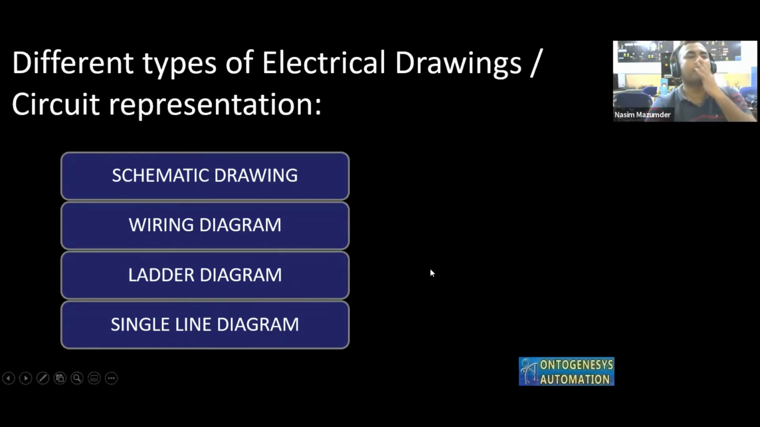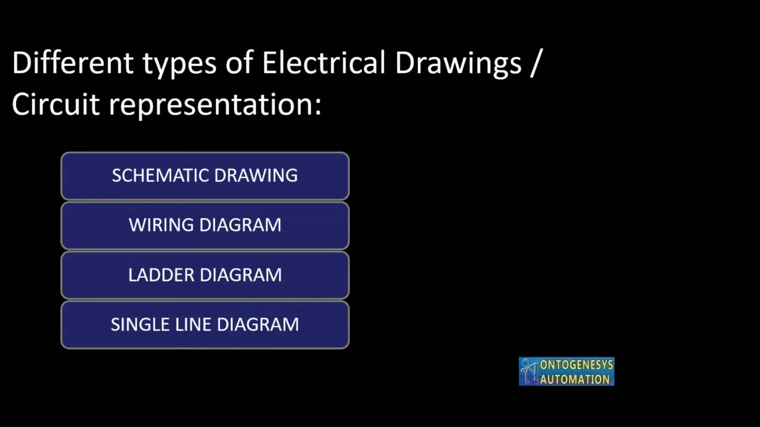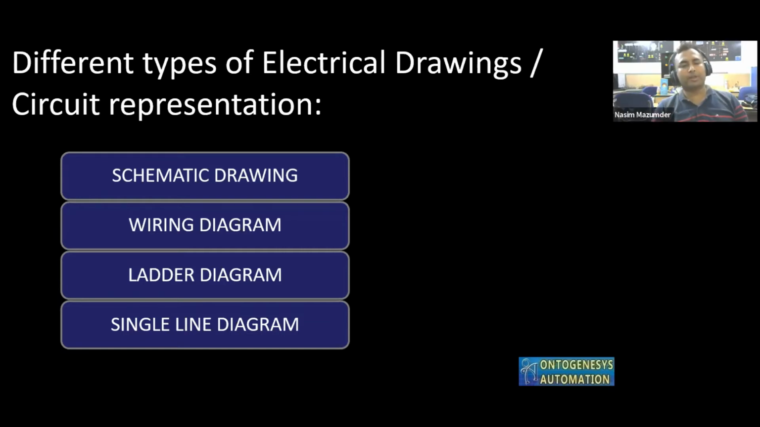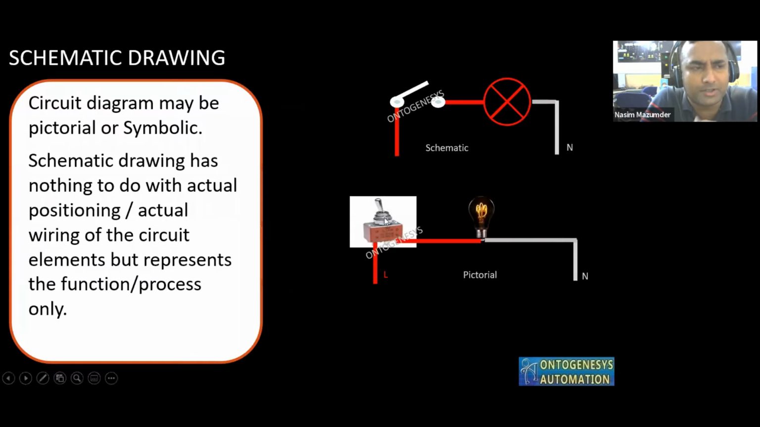Okay, so there are different types of electrical drawings that we use in our industry, and the drawings are your schematic wiring diagram or schematic drawing, your wiring diagram that we say P2P, ladder diagram, single line diagram, etc. So you can say there are four basic diagrams in electrical: schematic, wiring, ladder, and single line diagram. Now what are the differences?